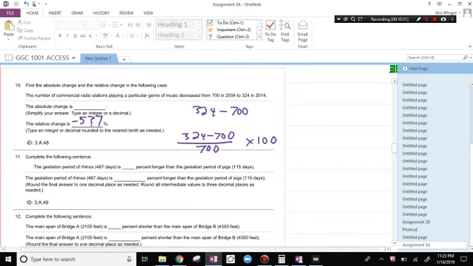The gestation period of rhinos, 487 days, is blank percentage longer than the gestation period of pigs. So we'll do the percentage difference. So this is in reference. So this is the reference number, right? And so it's 487 minus 115 in reference to 115.